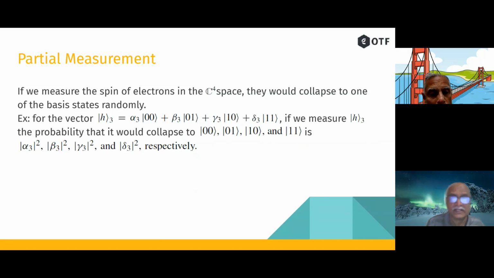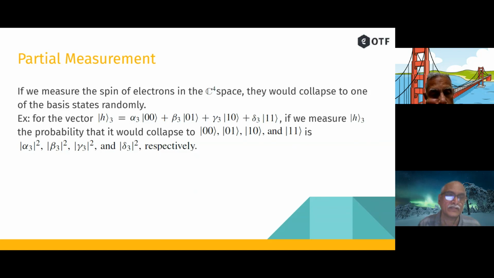the state would typically collapse to any one of these 4 basis states, and the probability is given by alpha 3 square, basically it is just nothing but the magnitude. Similarly, beta 3 square or gamma 3 square or delta 3 square, any one of these. So if at all we identify that it might collapse to 0,0, then this would be the defining probability. Once again, it is random over here.